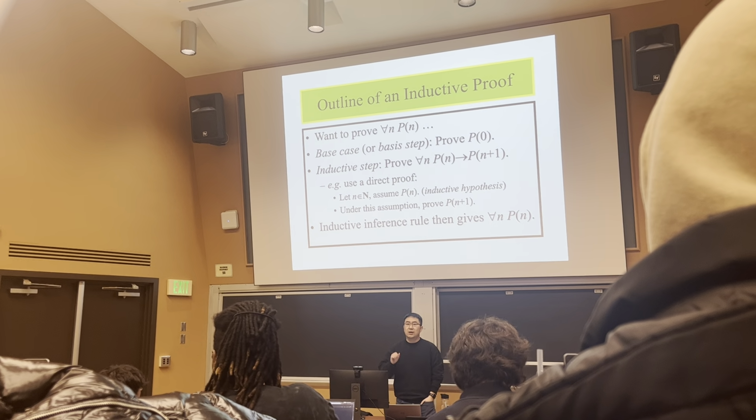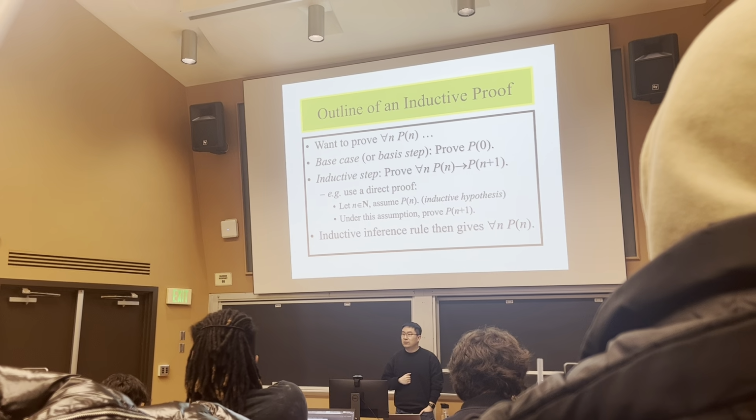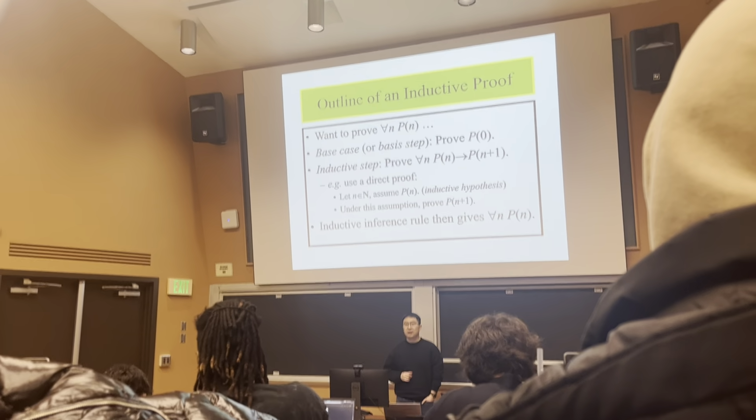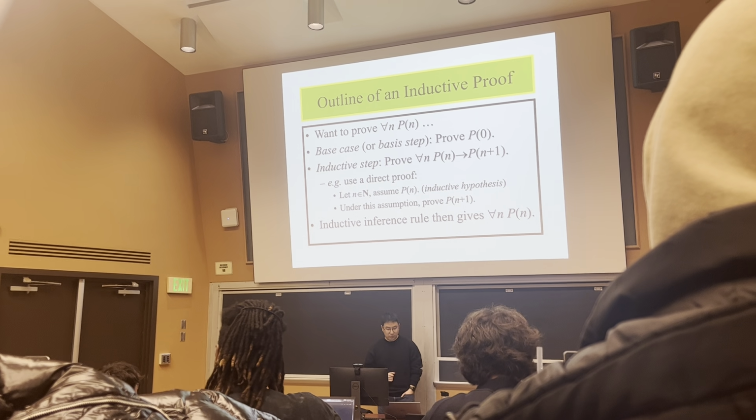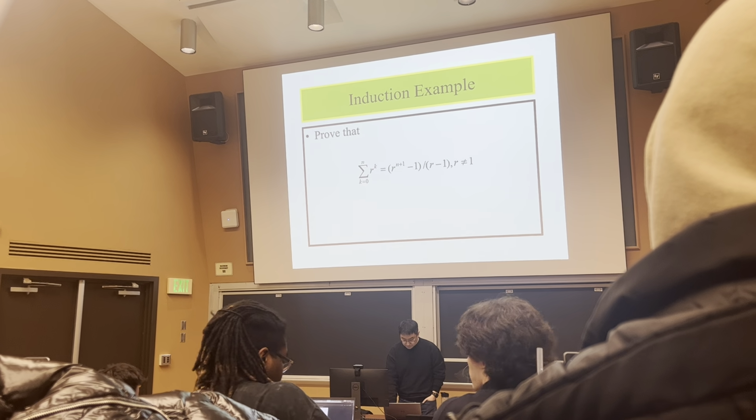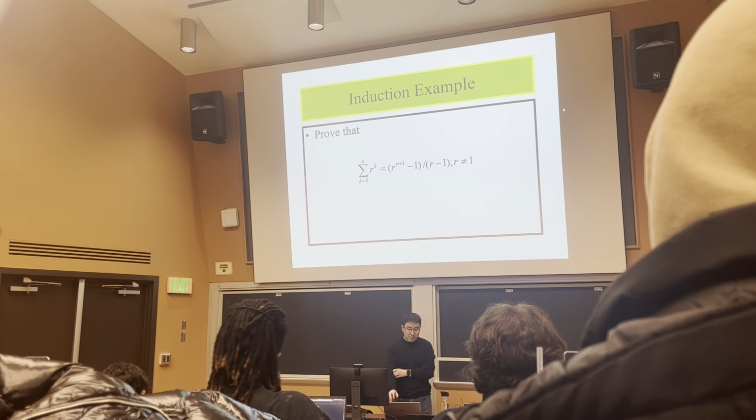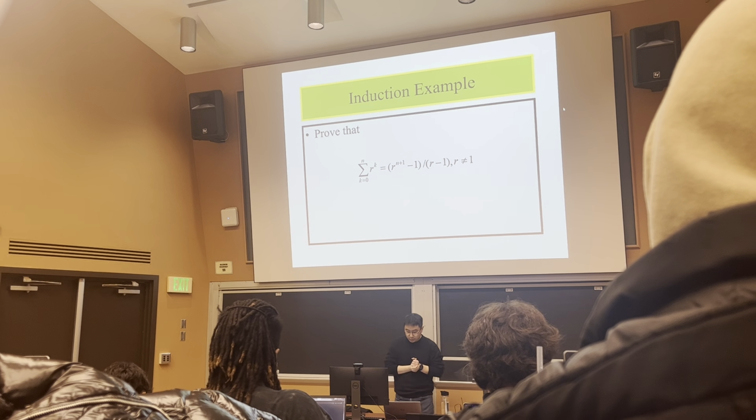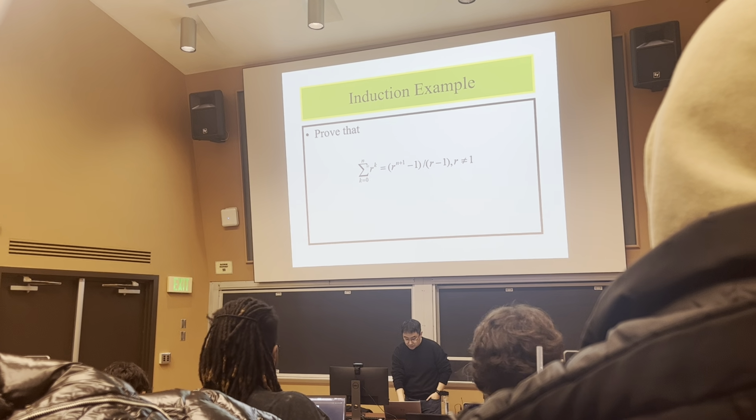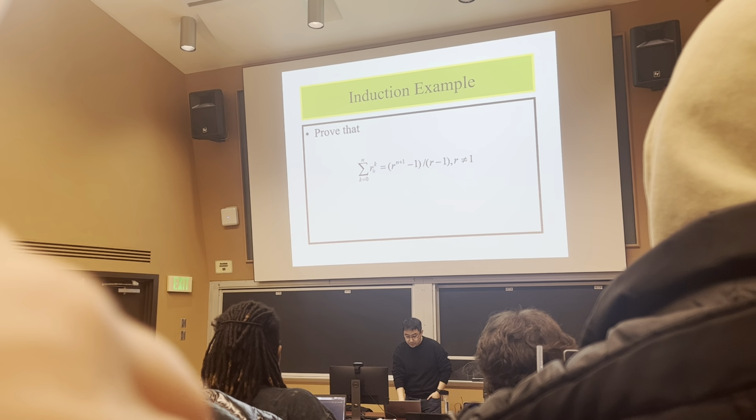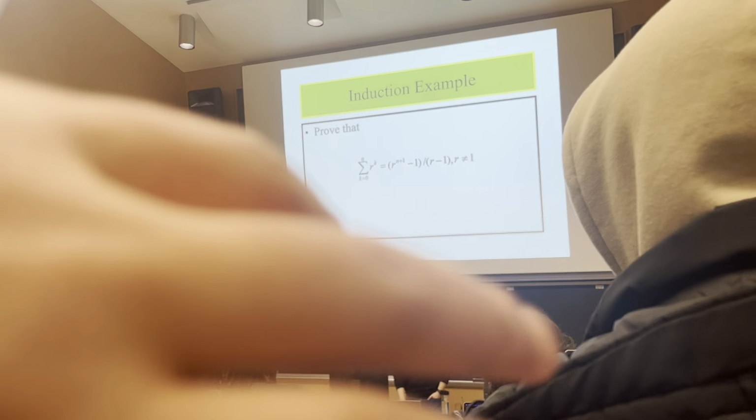General process. Stop me if there's anything unclear. You should have learned this before, but in case there's any confusion, let me know. So this is the example. For instance, you want to prove the sum of r power k from k being 0 to n. This is true. Then what should you do?